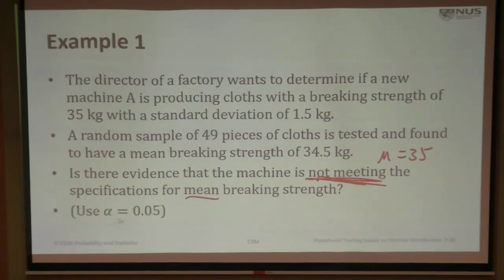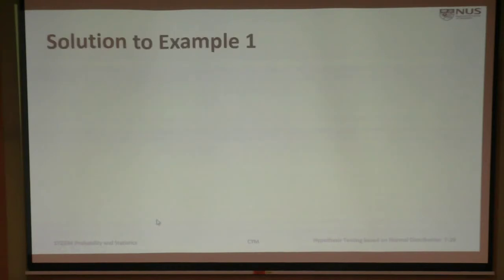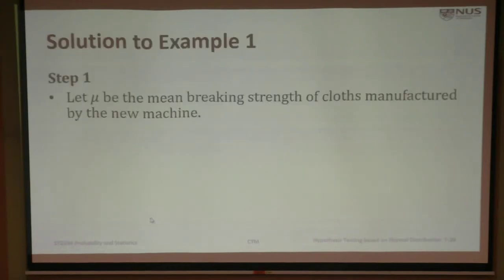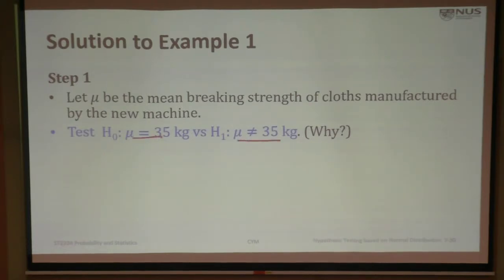So we set alpha equal to 5%. Our first step is to set up the hypothesis: mu equal to 35 and mu does not equal 35. Because the problem itself did not mention whether we want to find out whether mu changed to a value less than 35 or bigger than 35, we take the two-sided alternative.